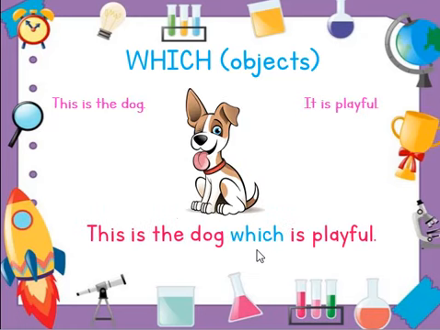Let's check this second example. This is the dog. It is playful. Once again. This is the dog, which is playful. It's not necessary to repeat it because remember, we are talking about the dog. This is the dog, which is playful.